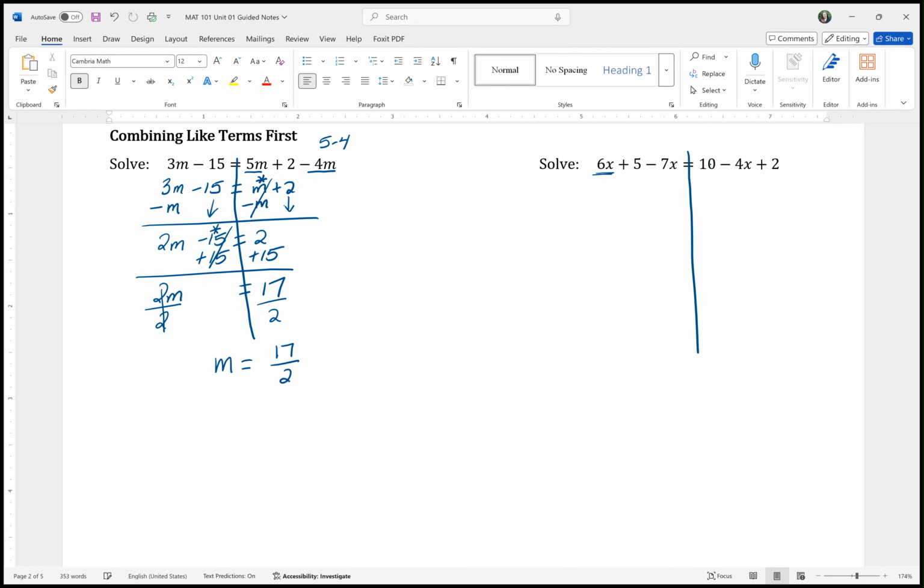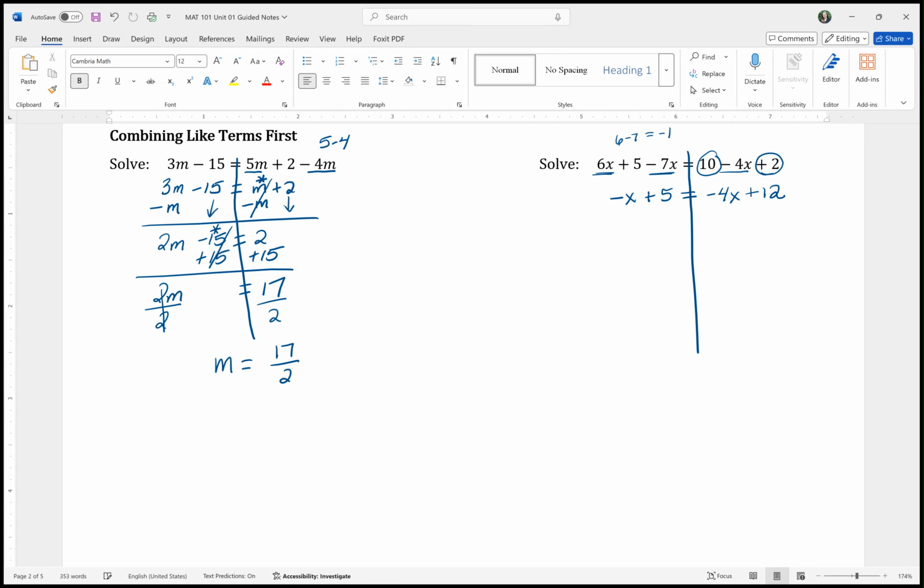We have 6x minus 7x. 6 minus 7 is going to be negative 1. So this will be negative 1x. Bring down the plus 5. That doesn't combine with anything. And you could certainly write this 5 minus x. And do we even need the 1 here? Nope, we don't. We can just write this as negative x. That's totally fine. Equals, on the right-hand side, let's go ahead and bring down the negative 4x. And then we have 10 plus 2. 10 plus 2 is 12. Okay, so we've done all of our combining that we need to do.